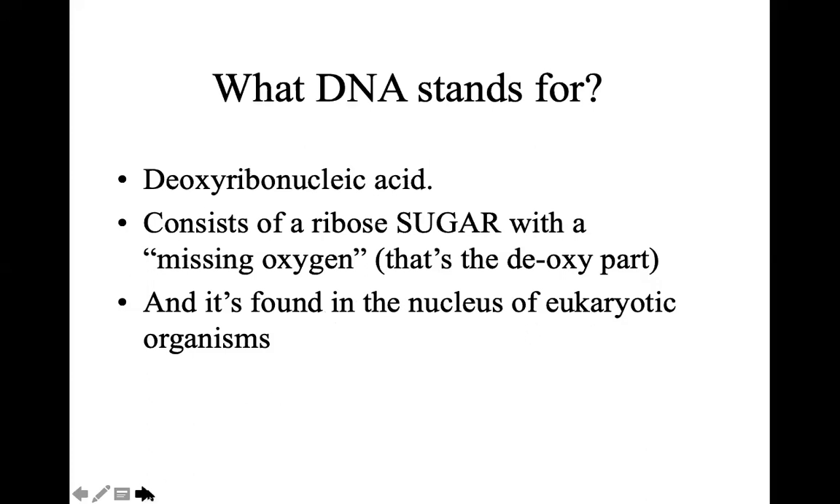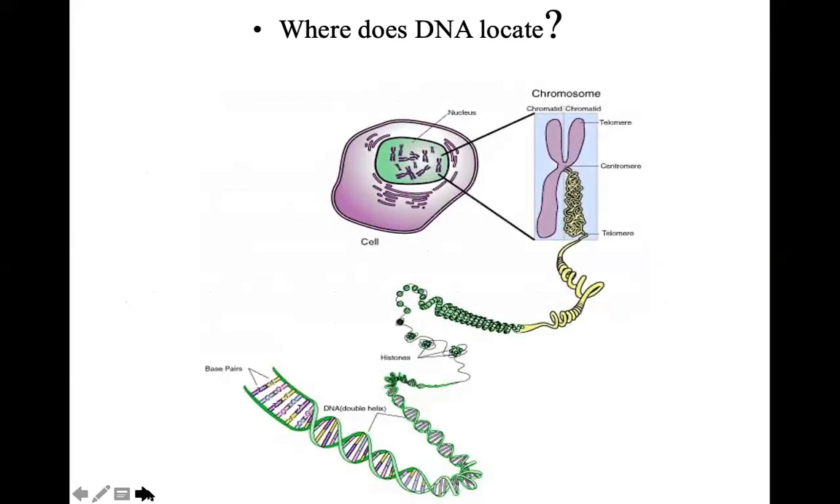Eukaryotic organisms, multicellular organisms or unicellular organisms where the nucleus is enveloped. But bacteria, archaea, they are not eukaryotic organisms. But blue-green algae, human, animal, they are eukaryotic organisms. Where does DNA locate? The simple answer is they locate on the chromosome. Where does the chromosome locate? The chromosome locates in the nucleus.